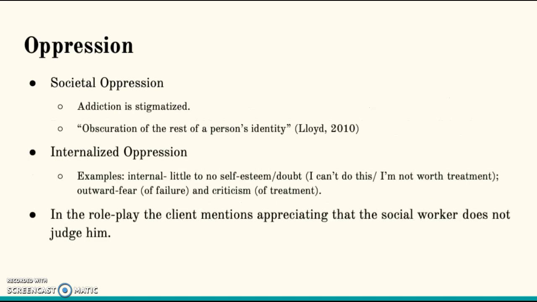Oppression is utilizing the differences above or in the last slide in order to suppress or crush an individual. That could include race, sexual orientation, gender. We can see societal oppression in the fact that addiction is very stigmatized. Lloyd emphasized that stigma obscures our view of an individual so that we see that individual as a problem and instead use the addiction as their identity instead of seeing them as a person.